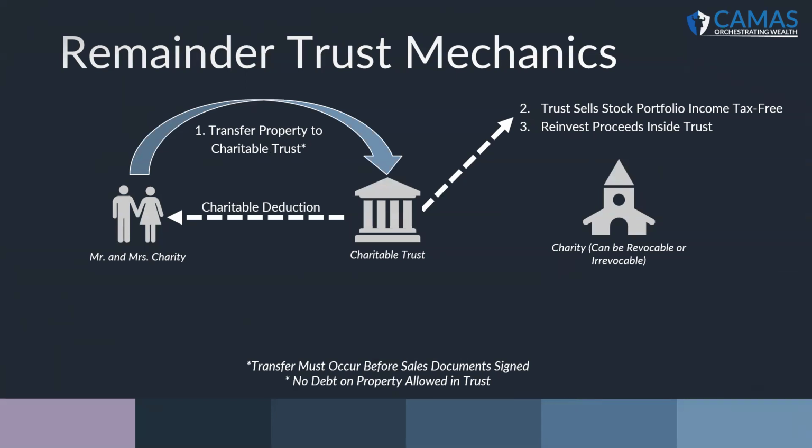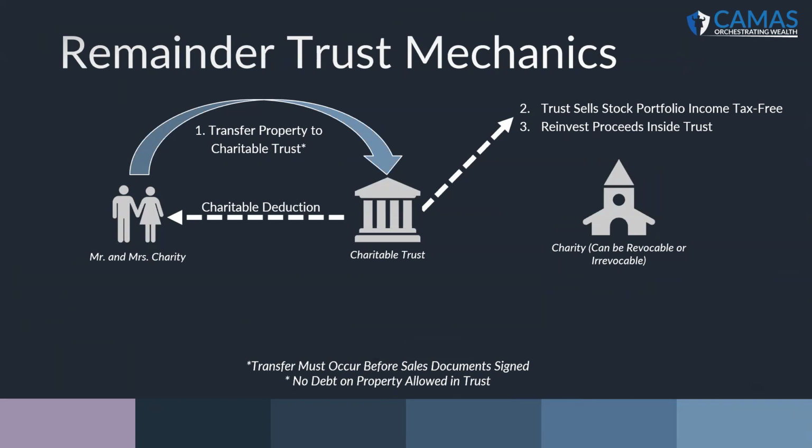Now let's say it's an apartment complex. We transfer that property to the charitable trust today. Our clients are going to get a charitable deduction. Typically, that's a large deduction. They'll have at least 6 tax returns to use up that deduction.